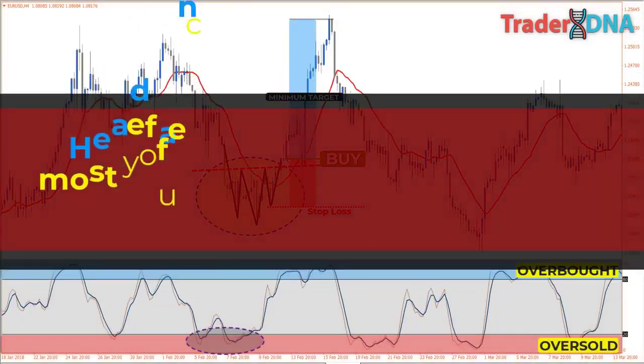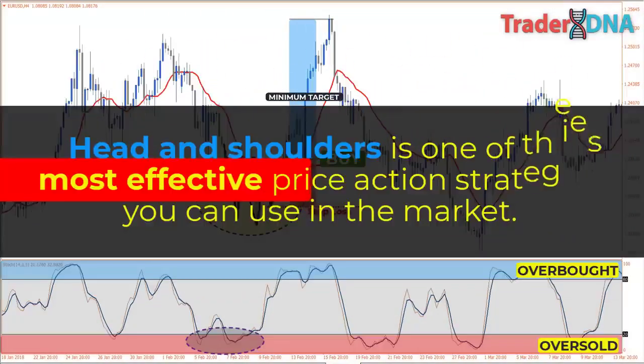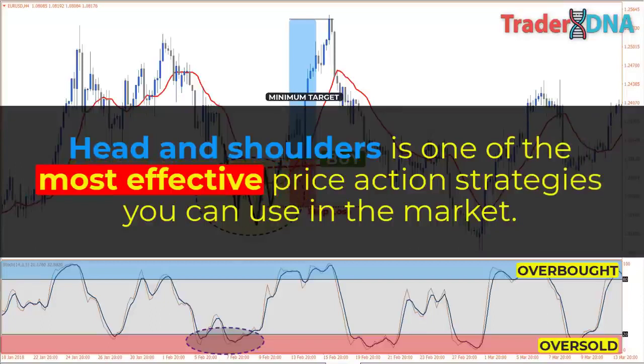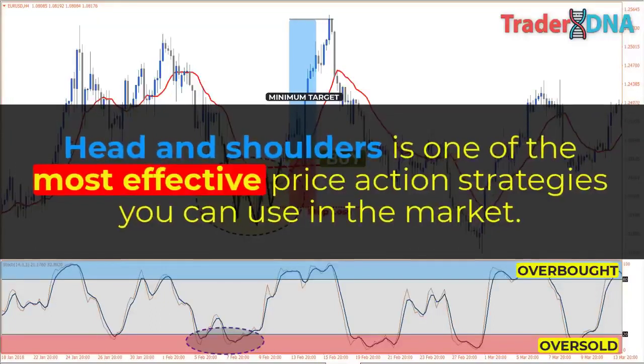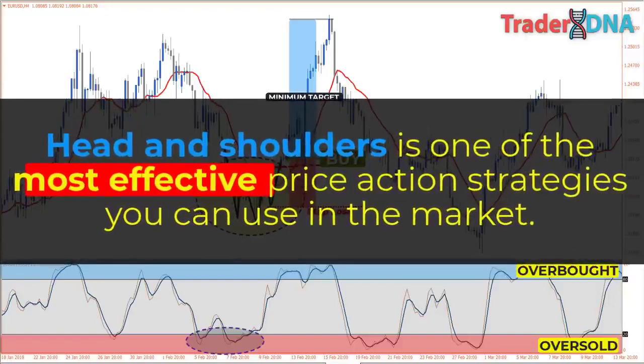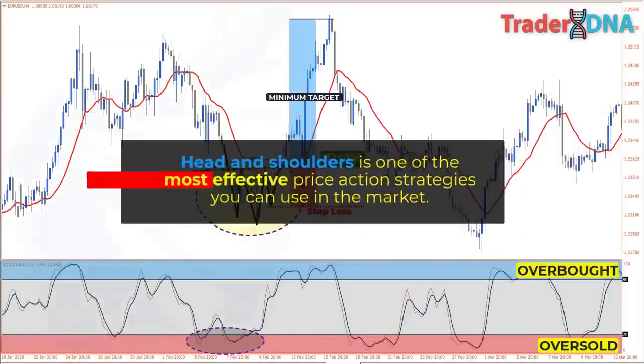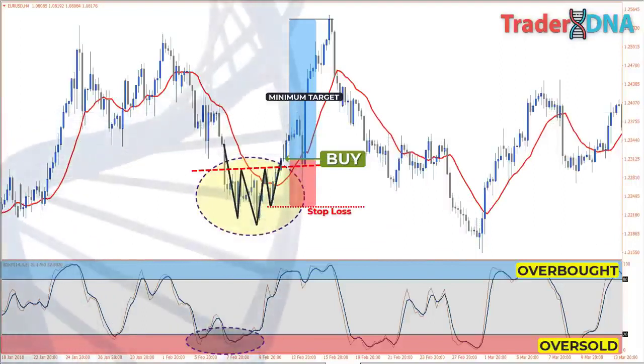Head and shoulders is one of the most effective price action strategies you can use in the market. This system provides a method for trading the market based on logical price movements. It's very easy to identify entry targets, stops, and profits, making it an effective strategy for both beginners and professionals.